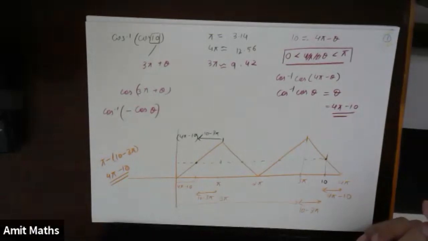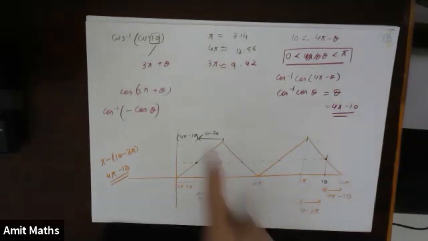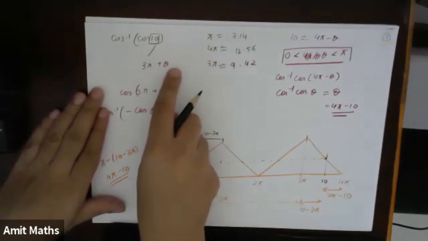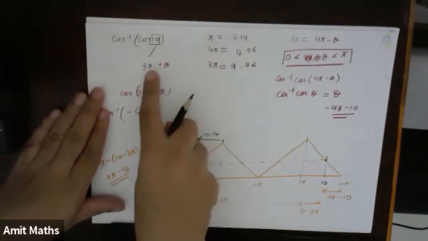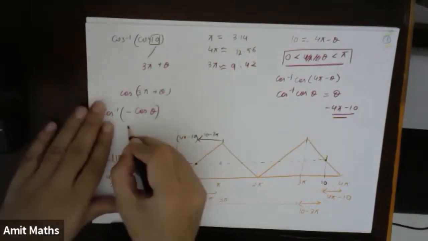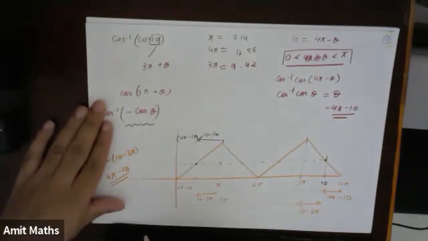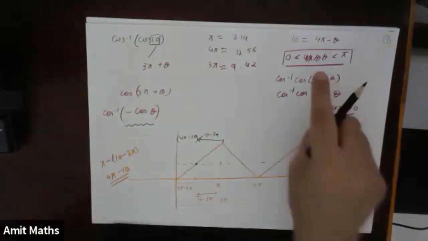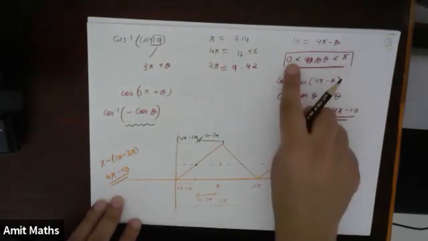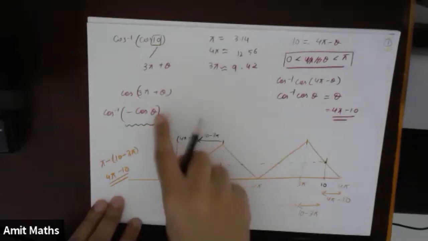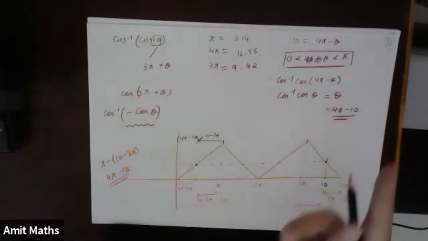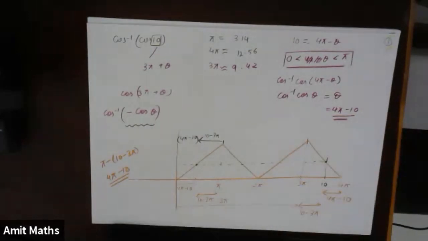Sir, for 3 pi plus theta, we should only use the graphical option? Think, see. Why am I using the graphical method for 3 pi plus theta? Because this form is coming. And why not for this form? Because here we are getting the value of theta in the domain 0 to pi. That is why we are using this normal simple way, because we are getting cos inverse of cos of theta, and we know what will be the value.